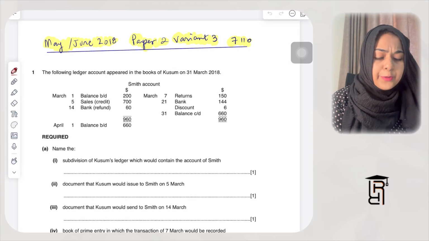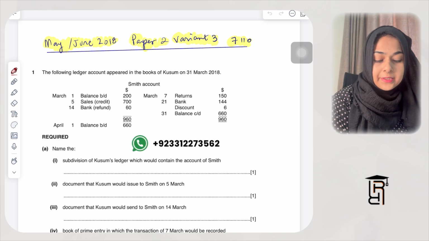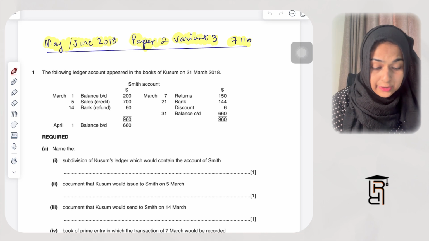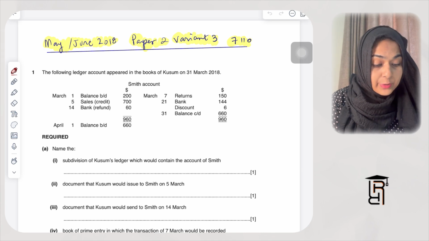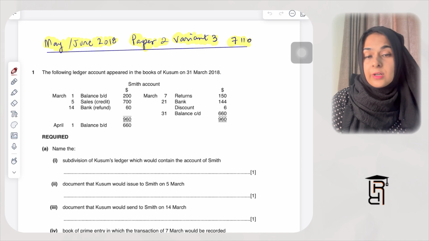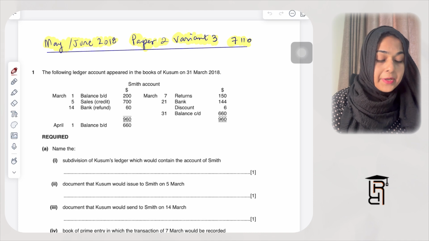Today's question is pretty interesting because there's something very different about it: we need to prepare a drawings account in one of the parts of this particular question. This is from 7110, and as you know, before 2020 the O-level course code for accounting was 7110, which was basically Principles of Accounts. This is paper 2 variant 3 of May-June 2018.